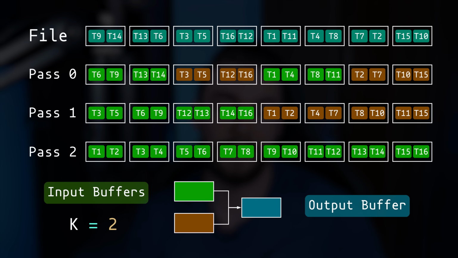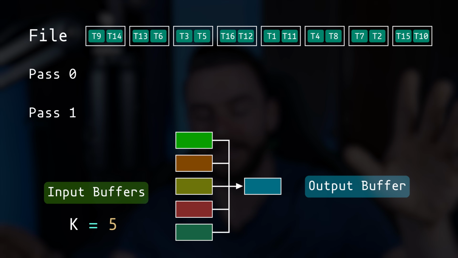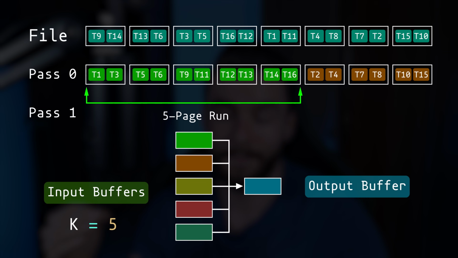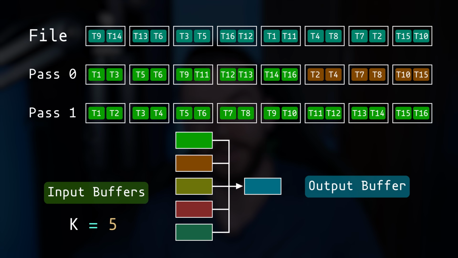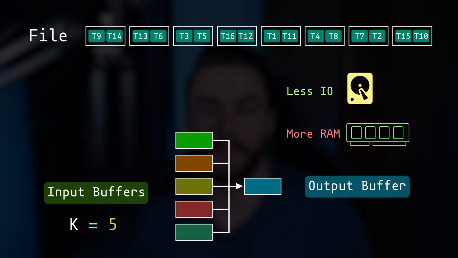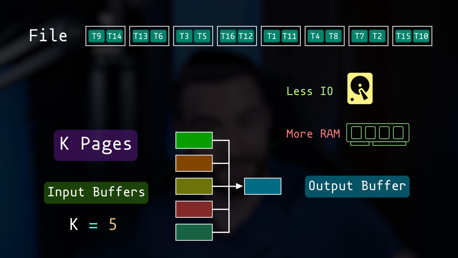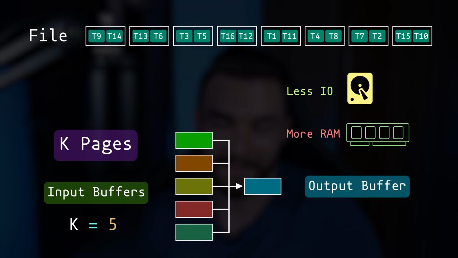It keeps multiplying by k, so it scales logarithmically, which is pretty awesome because if you have 5 buffers instead of 2, pass 0 does 5-page runs. Pass 1 does 25-page runs. Essentially, you're reducing the number of passes through the file, so less I/O, at the expense of using more RAM. And it does all this loading only k pages at a time in memory. It's not gonna load 25 pages because it only has 5 buffers, and that's the complicated part.